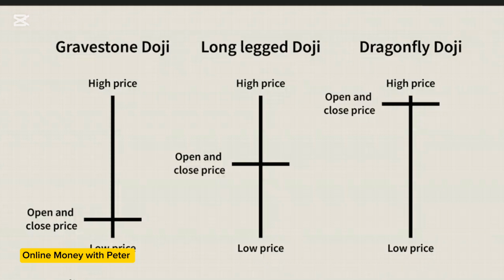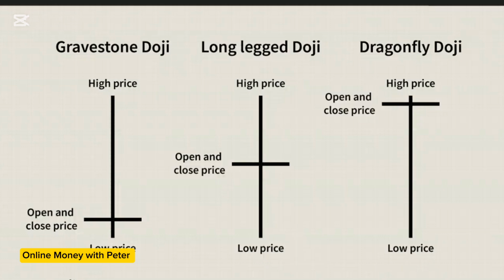All right, now let's look at the psychology behind the formation of the Doji candlestick pattern. As always, candlestick patterns would always open at a particular price and then close at a particular price. Now, in my first video on candlestick analysis, I told you that for a bullish candlestick, the price opens at the bottom and closes at the top, while for a bearish candlestick pattern, it opens at the top and closes at the bottom.